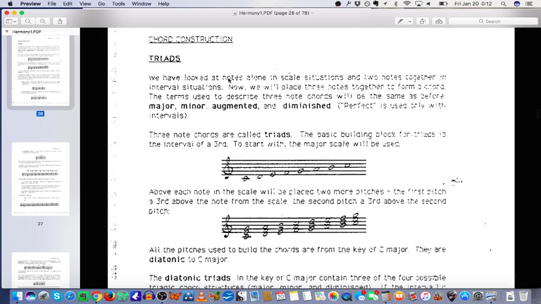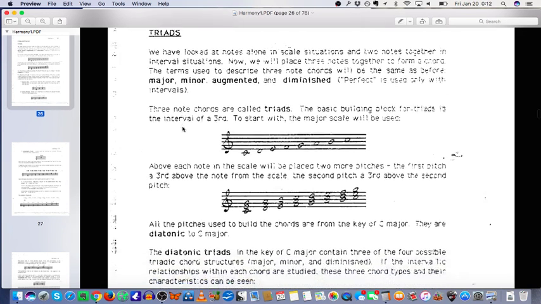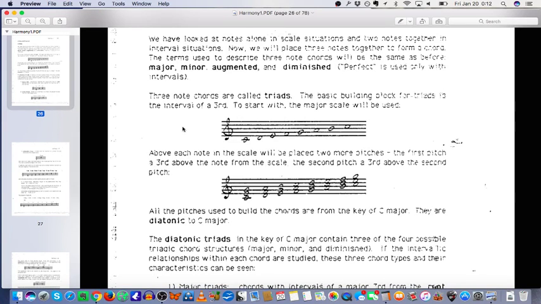We have looked at notes alone in scale situations and 2 notes together in interval situations. Now we will place 3 notes together to form a chord. The terms used to describe 3-note chords will be the same as before: major, minor, augmented, and diminished. Perfect is used only with intervals. 3-note chords are called triads. The basic building blocks for triads is the interval of a third. To start with, the major scale will be used.